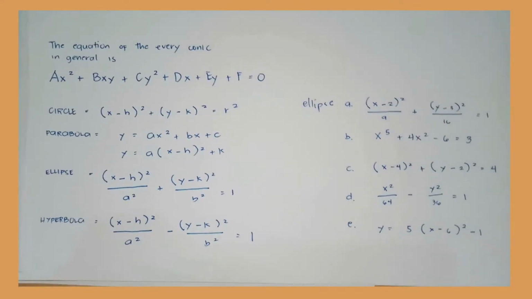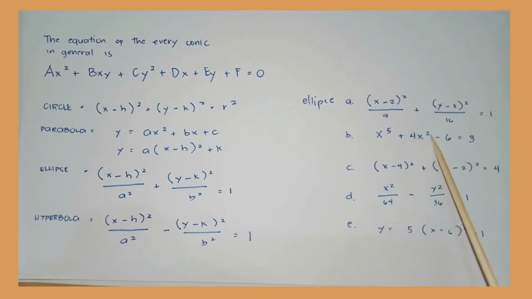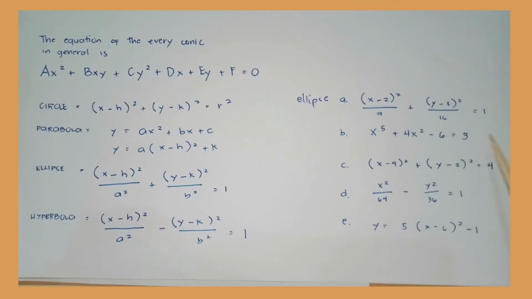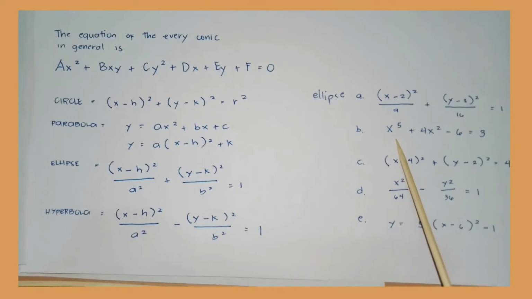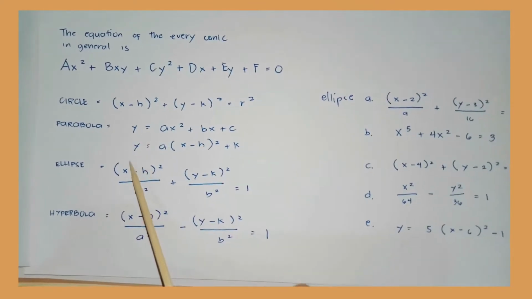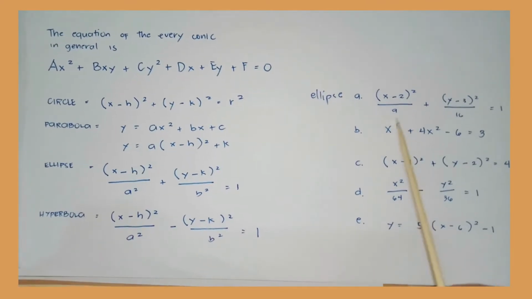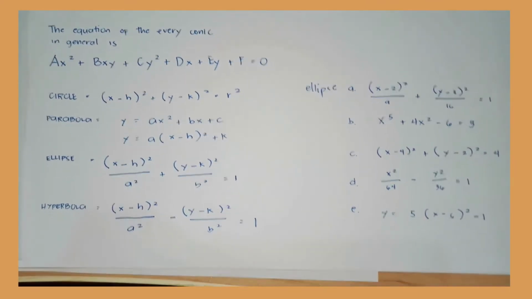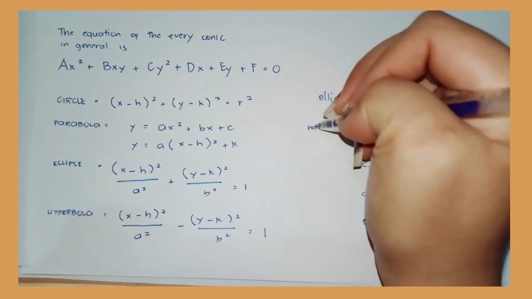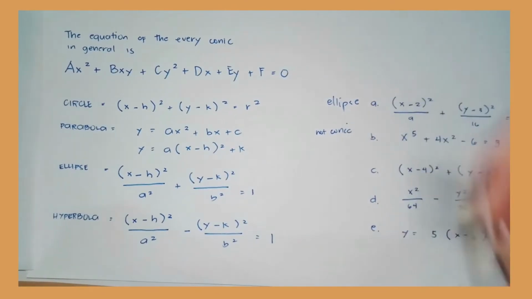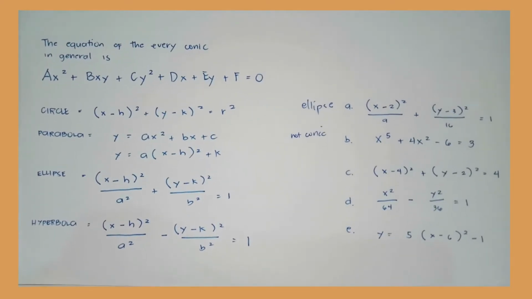Next, letter B, x raised to 5 plus 4x squared minus 6 equals 3. X raised to 5. Sa lahat ng apat na to, meron bang raised to 5? Wala. So, meaning, letter B is not conic. Hindi siya kasali dun sa apat kasi nga wala namang raised to 5.